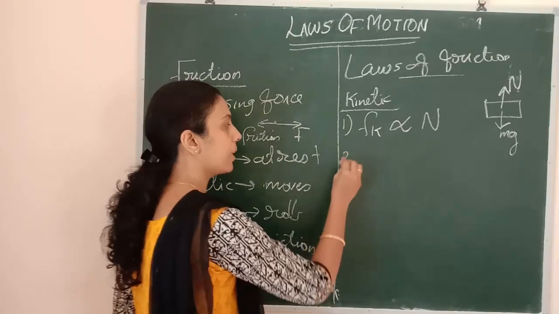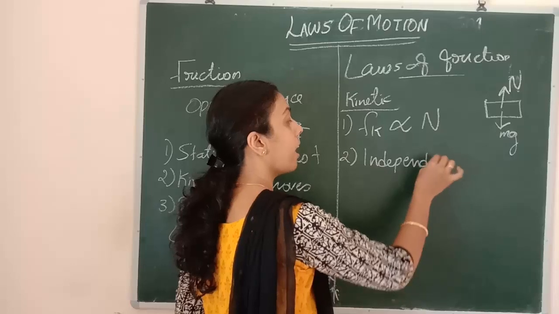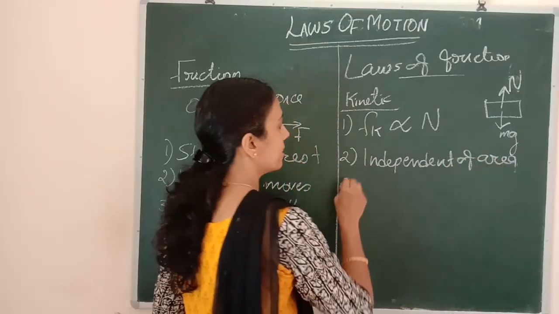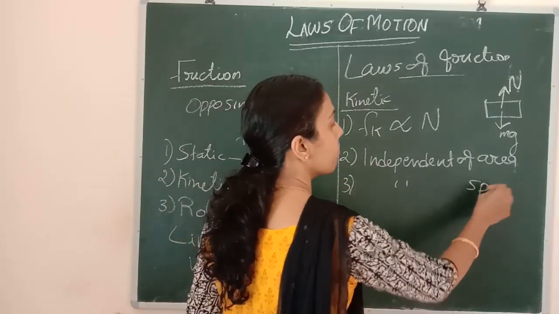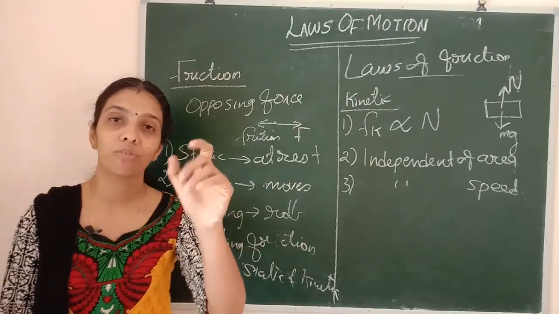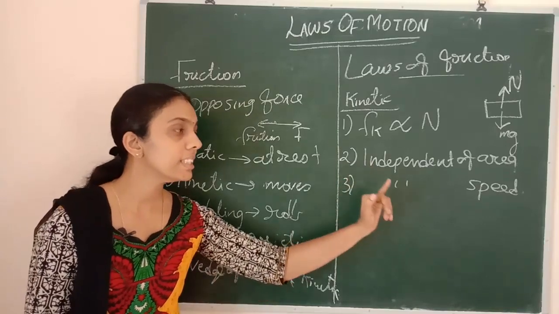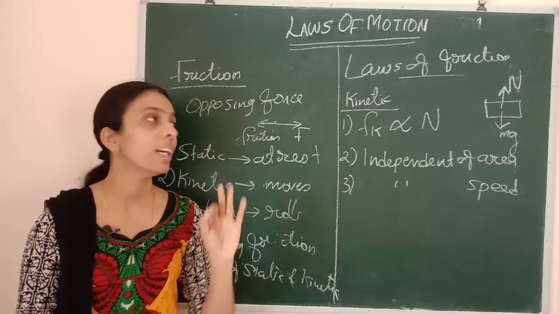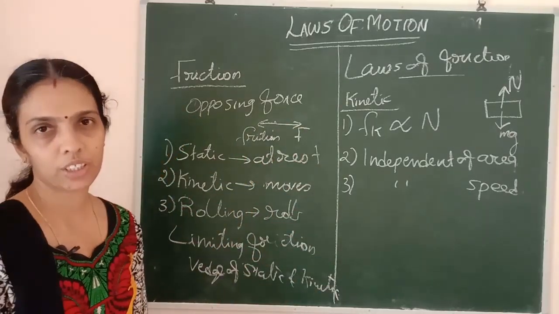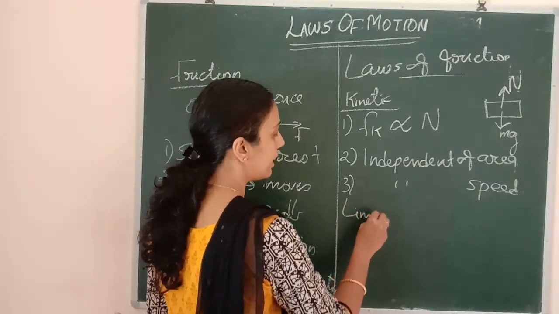Okay, and the second one is that kinetic friction is independent of the area. The third one is that it is independent of speed also. Kinetic friction is not depending on the area of surfaces in contact, and it is independent of the speed. Okay, that is the laws of kinetic friction. Next we are going to study the laws of limiting friction.